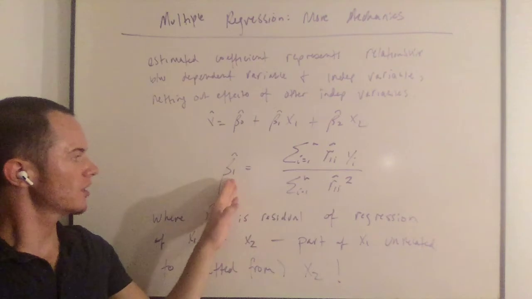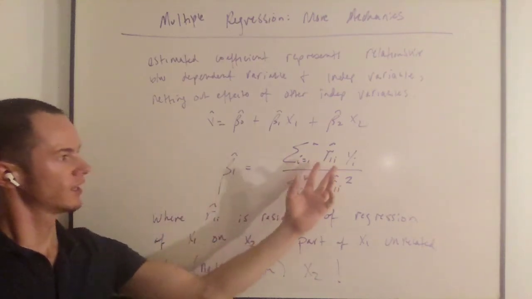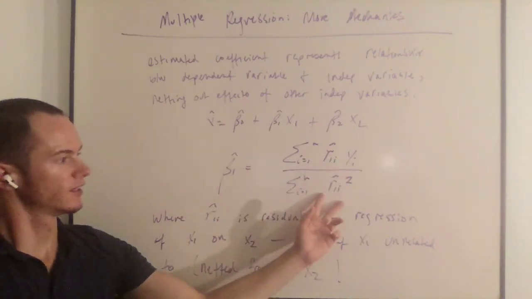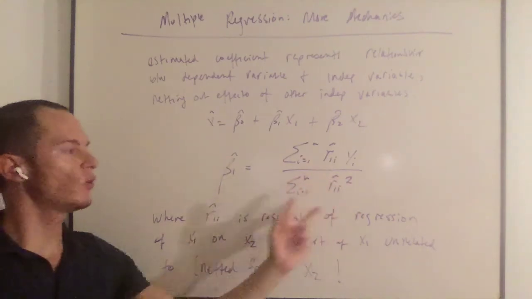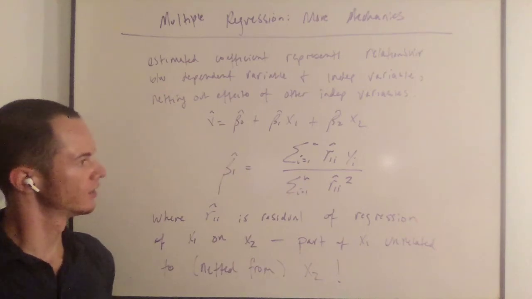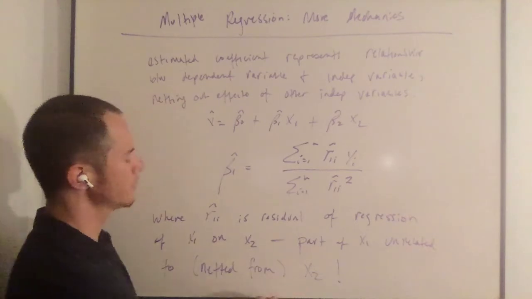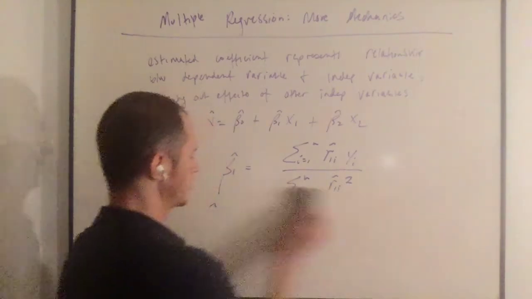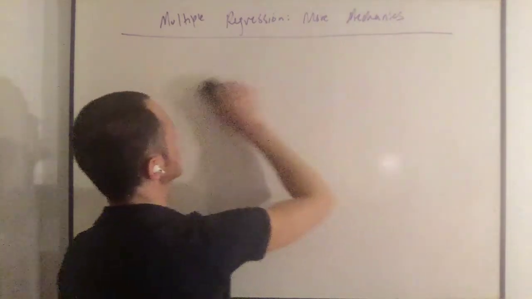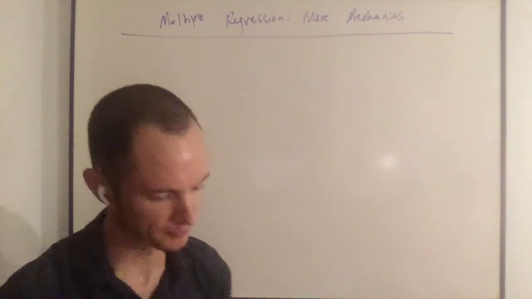And so this beta 1 hat, in essence, represents something like the covariance divided by the variance, where this is only the part of x1 that's unrelated to x2. All right, so that's how we can interpret this beta 1 hat. Now what I'd like to do next is look at the relationship between simple regression and multiple regression in the case that multiple regression is the population model.